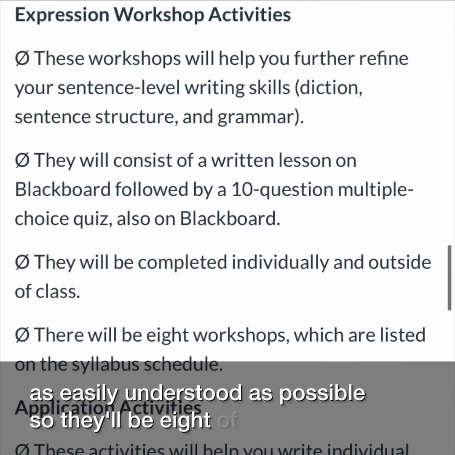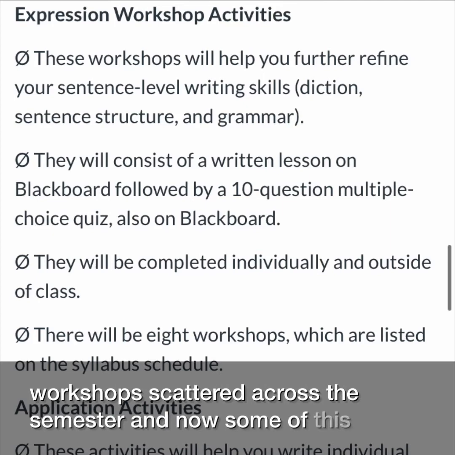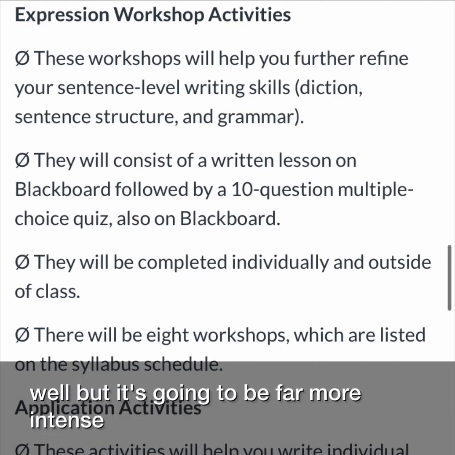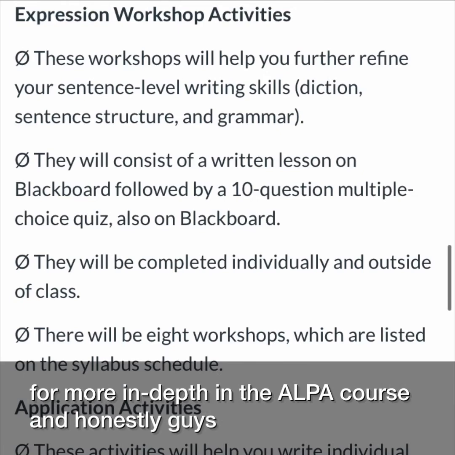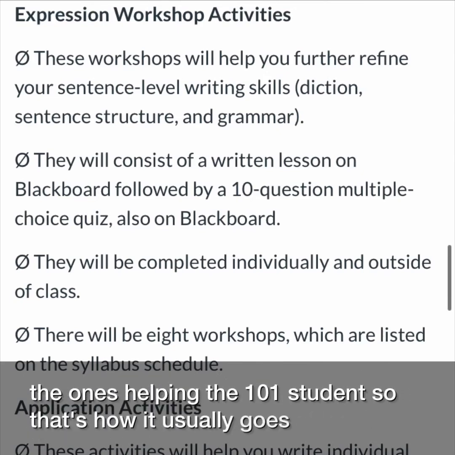There'll be 8 of these workshops scattered across the semester. Some of this grammar material will come up in 101 as well, but it's going to be far more intense, far more focused, far more in-depth in the ALP course. And honestly, guys, you're going to be the ones helping the 101 students out. That's how it usually goes, at least.